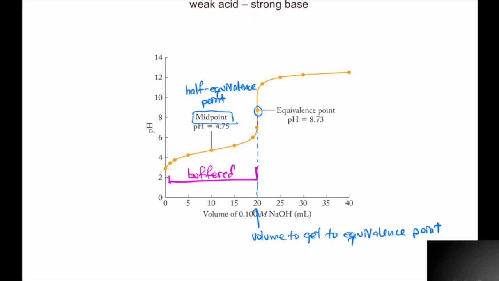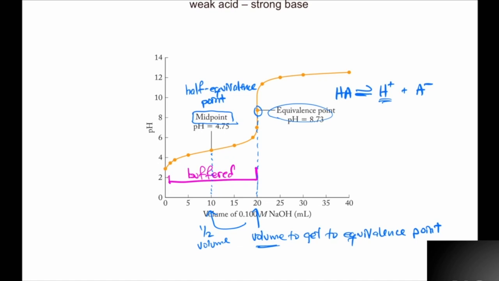The half equivalence point: if you know what volume it takes to get to the equivalence point, we take half of that volume, and we get the half equivalence point. Now, the equivalence point is where 100% of the HA, if I draw it this way, H plus A minus, once we get to the equivalence point, all of this has dissociated.